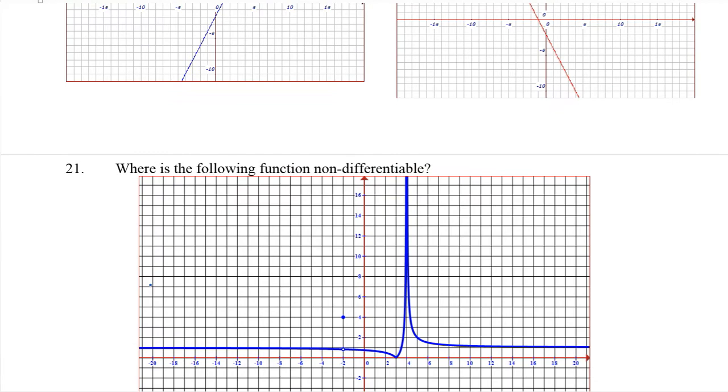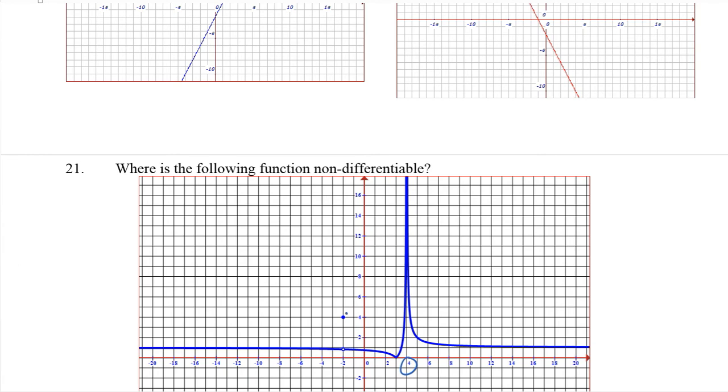Okay, here's a graph of a function. For what x values is this function non-differentiable? Where is it not differentiable? See if you can tell me. Well, it's non-differentiable anywhere it's undefined. So certainly at x equals 4, it looks like it's undefined there.